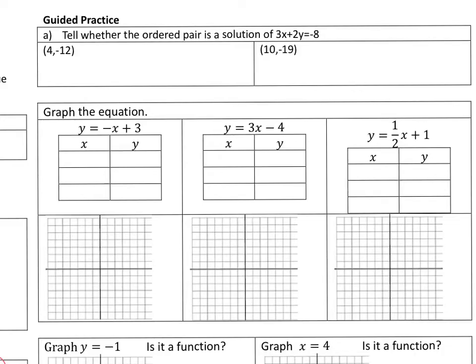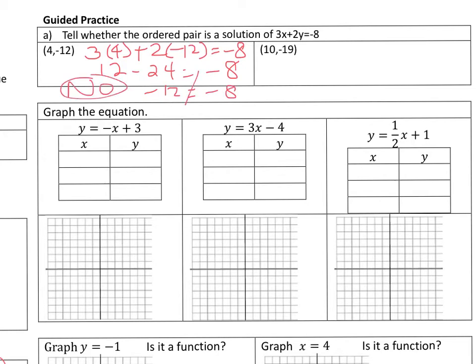Guided practice. Tell whether the ordered pair is a solution of 3x plus 2y equals negative 8. So we sub in 4 for x and negative 12 for y. We get, let's see if they equal each other, 12 minus 24 equals negative 8. So obviously this is not equal. No. So just write no.